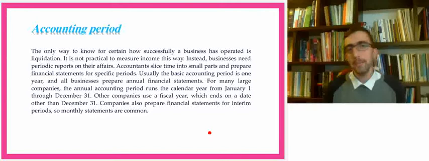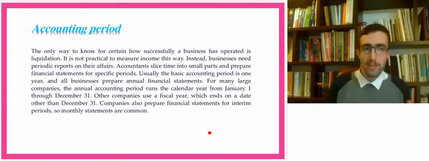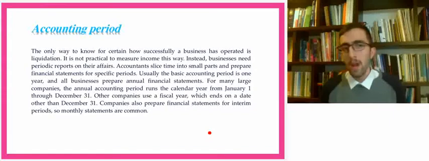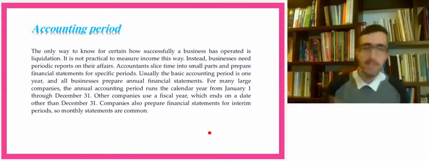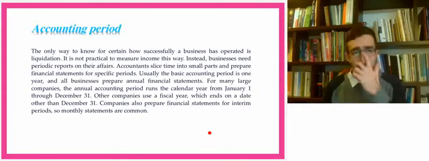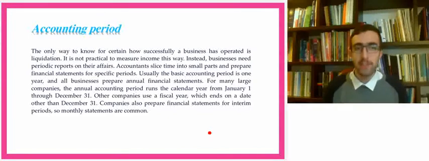The annual accounting period runs the calendar year. I mean, it is from January 1 through December 31. Other companies, nearly 40%, use a fiscal year. What is a fiscal year? A fiscal year is a period which ends on a date other than December 31, and starts on a date other than January 1.